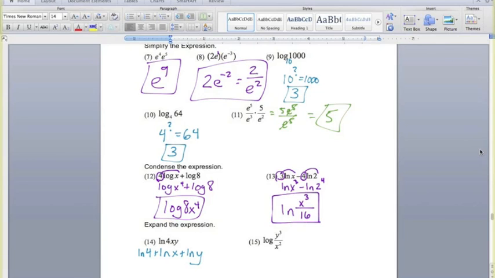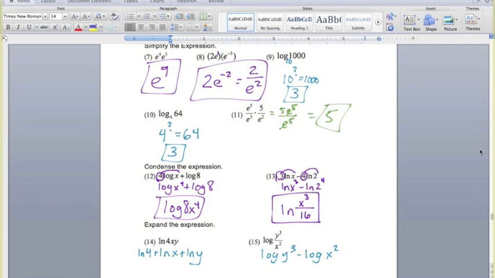So that it kind of looks then like number 15. And then number 15 we want to separate out now. So what do we do to separate out that division? Subtraction. So we're going to get the log of the top minus the log of the bottom.